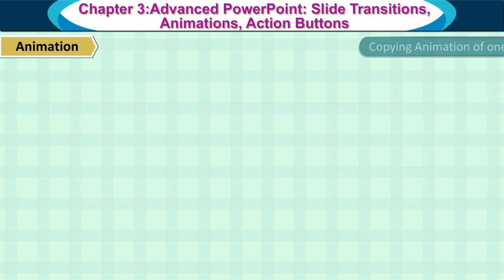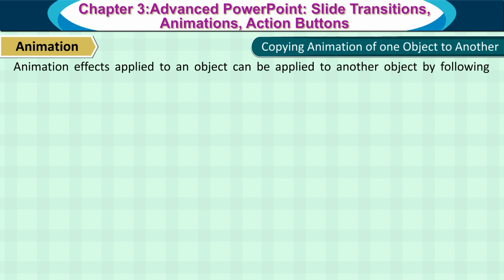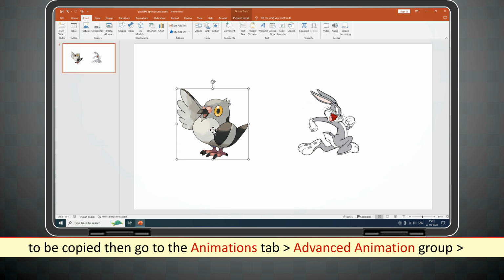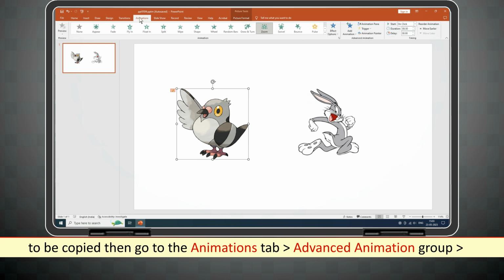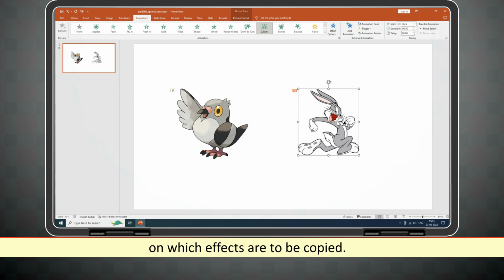Copying animation of one object to another. Animation effects applied to an object can be applied to another object by following steps. First, select the object whose animation effects are needed to be copied. Then, go to the Animations tab, Advanced Animation group. Click the Animation Painter button. Click on the object on which effects are to be copied.